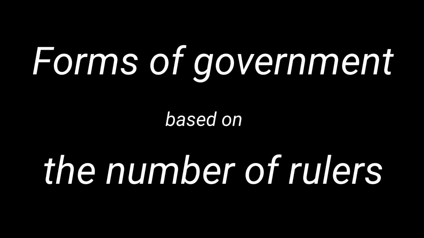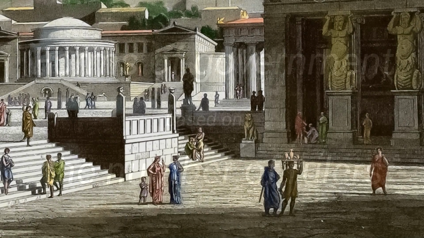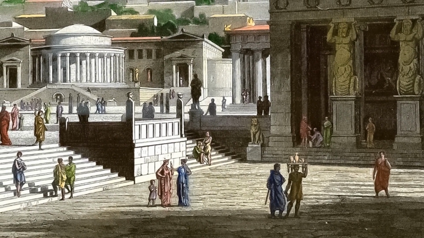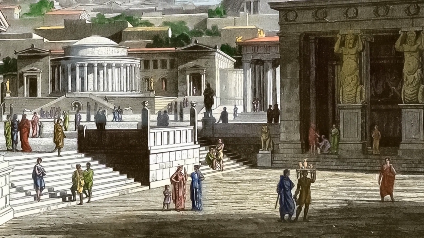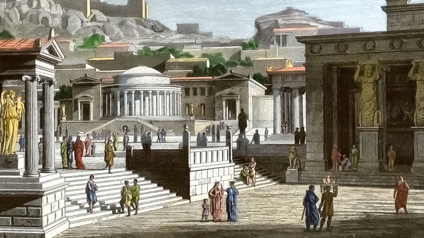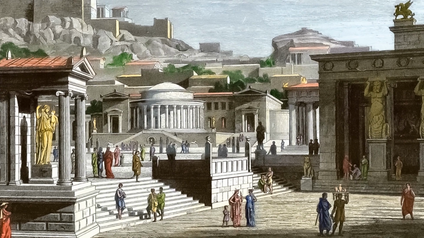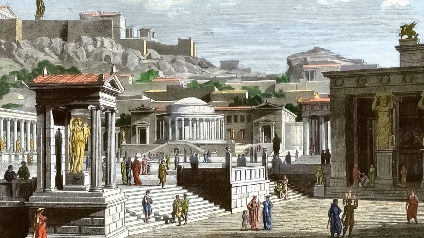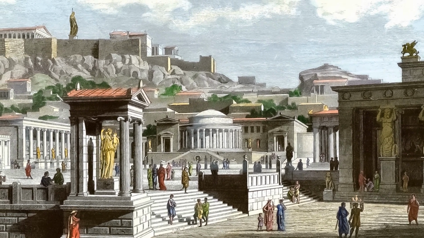Forms of government based on the number of rulers. Governments can be divided according to different characteristics. The most convenient and perhaps one of the oldest forms of division is based on the number of people who rule. The names of these forms have Greek roots.